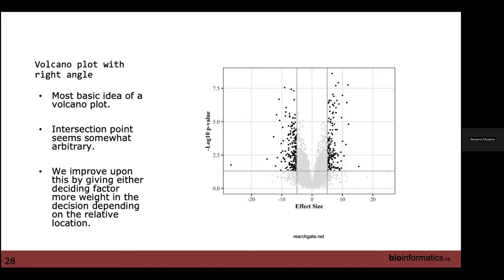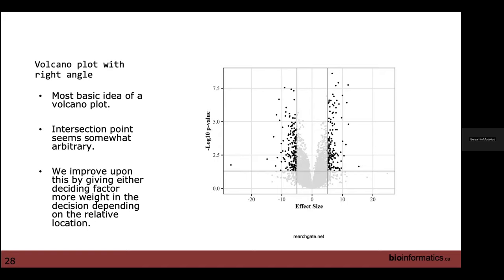So this is a right angle volcano plot. This is the log 10 transform p-value on the y-axis, and then effect size would be your fold change on the x-axis. So a couple things we can do. Especially this intersection here between our x and y cutoffs is somewhat arbitrary. We can improve upon this by giving more weight to it depending on the size of the effect.